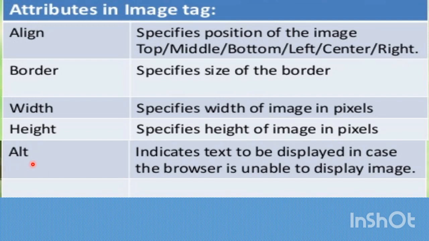Alt. What is this? Alt is alternate. Suppose our image is not being displayed. That could be any reason. Image is not displayed on the web page. So instead of that, a text can be written. Alternate text will be displayed. That can be done using the alt attribute. It indicates text to be displayed in case the browser is unable to display the image. For any reason, it might be a network reason, it might be a wrong path selection, any reason the image is not displayed, then the alt attribute is given.